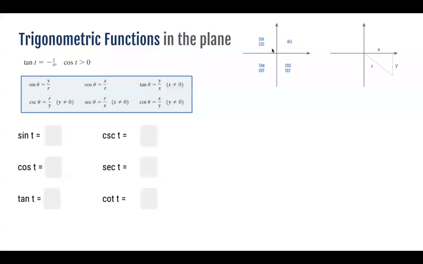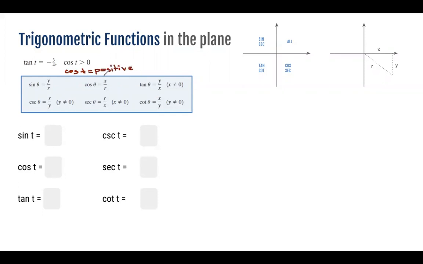In this video, we're given that tangent of t is equal to -3/4, and we're also told that cosine of t is greater than 0. So what does that mean? Well, first of all, we know that cosine of t being greater than 0 means that cosine of t needs to give you a positive value.